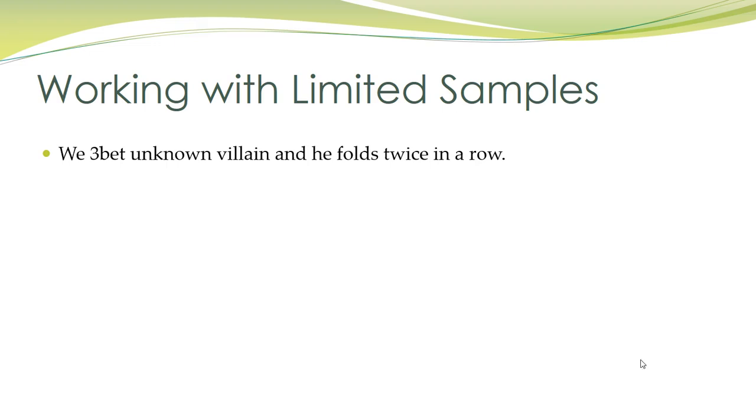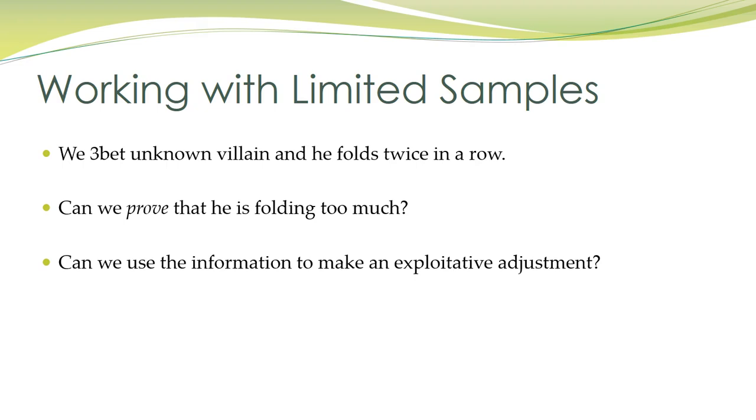But with that, we have a sample size of 2 out of 2. Let's think about a couple of questions regarding that small sample size. Question number 1: can we prove that villain is folding too much to 3-bets? It's very important we're clear here that the answer is absolutely not. We don't have a big enough sample size.